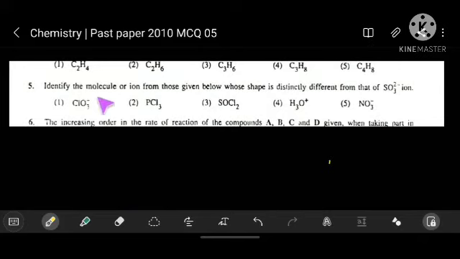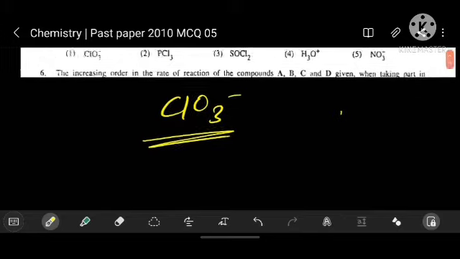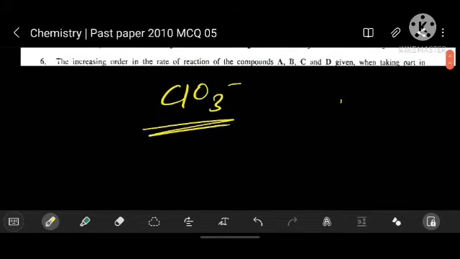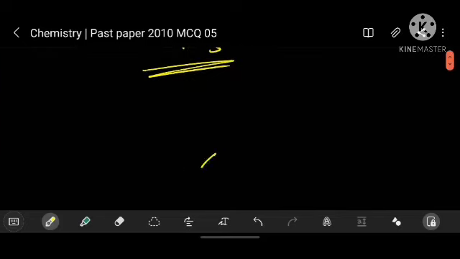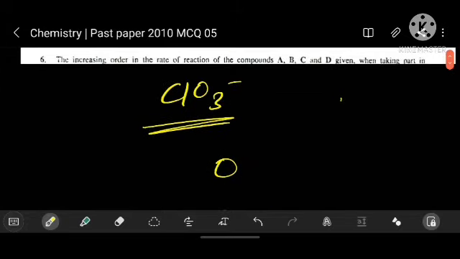Okay, so ClO3 minus. Here what we're going to do is establish the central atom. Chlorine is the central atom, because that is the least electronegative one. So chlorine, and we have 3 oxygens. I'll put it this way. Now we have a minus charge in this compound, so we have to mark that.